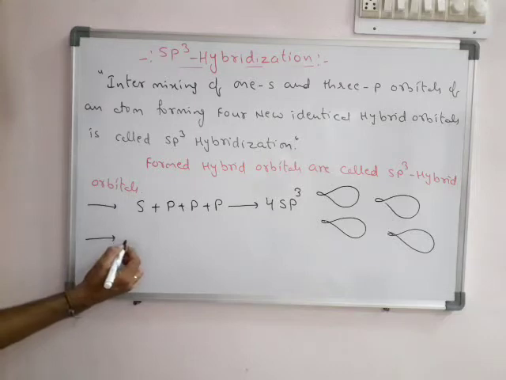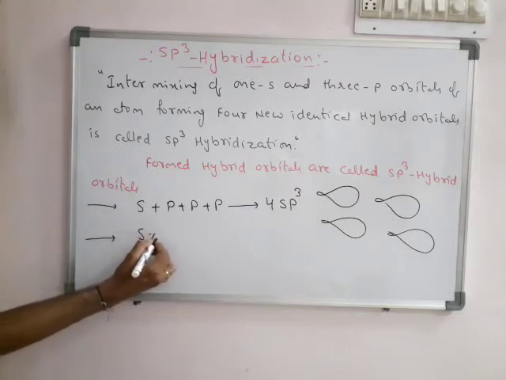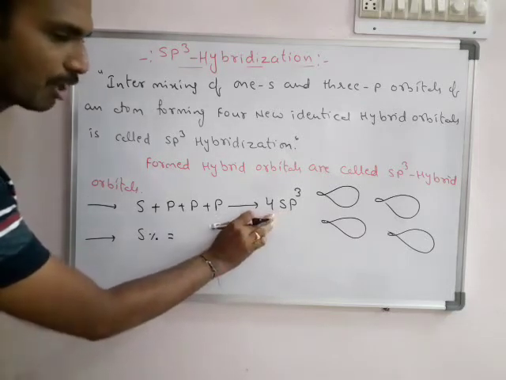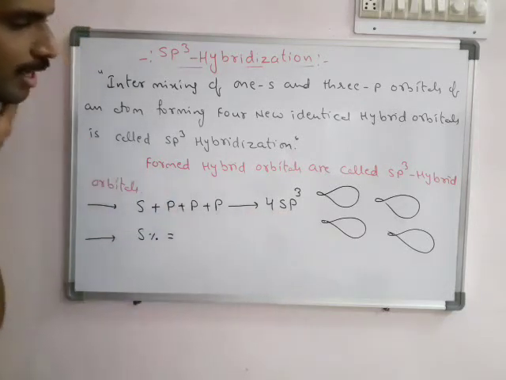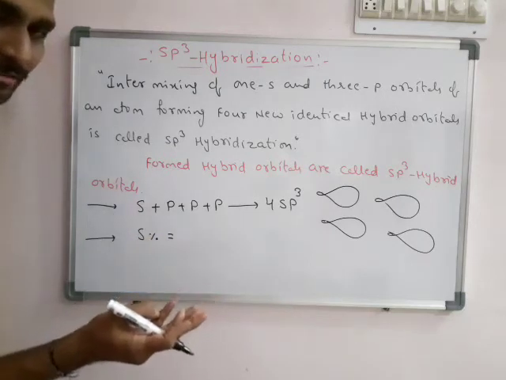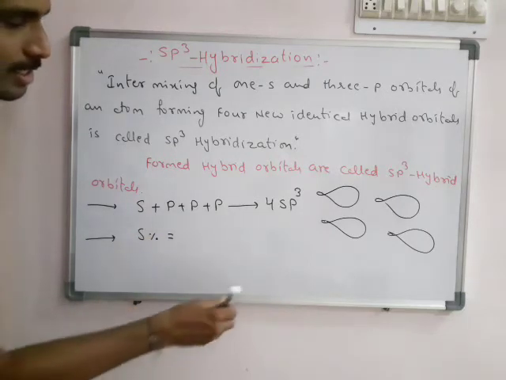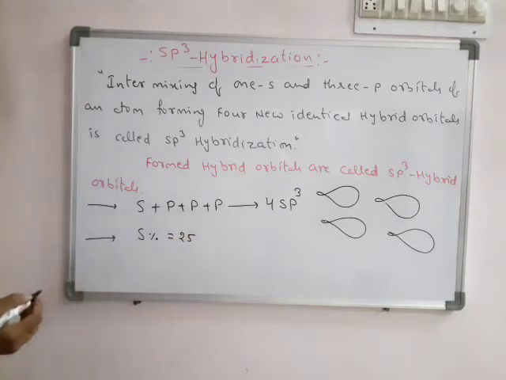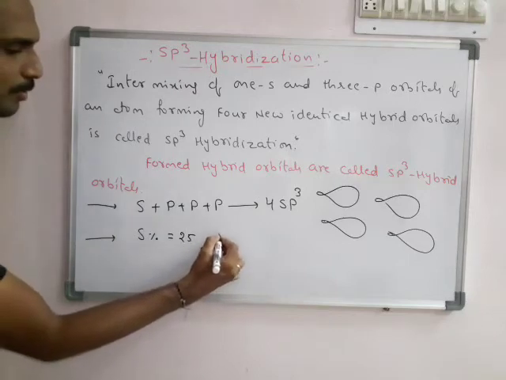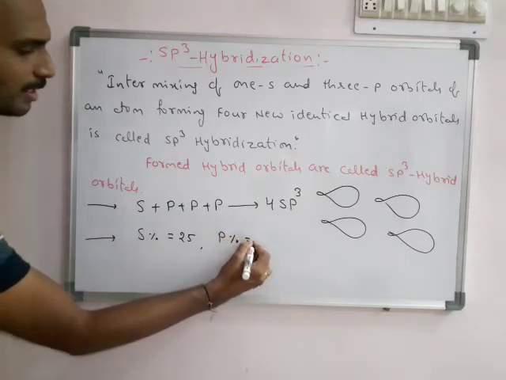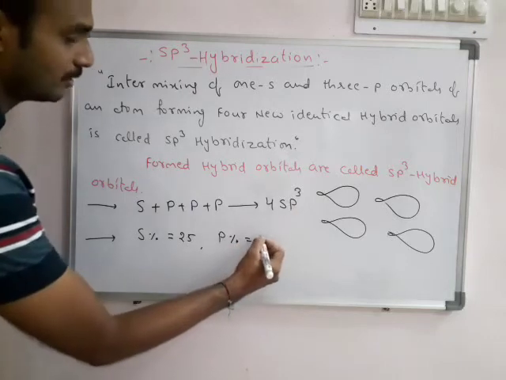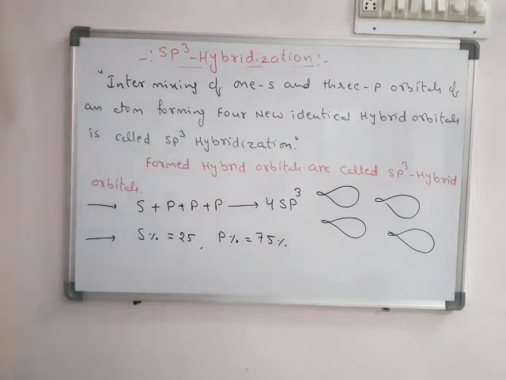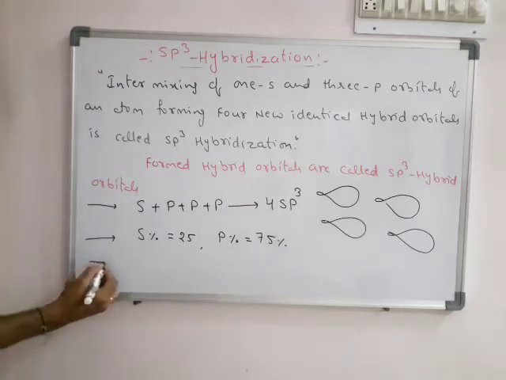Then what will be the percentage of s? What is the s character? What is the p character? Here totally 4 hybrid orbitals are there, so 100 by 4 means each one will get 25%. So 1 unit for s, that is 25. s percent equals 25%. Then what about p? The remaining 3 units are p, so that is 75%.